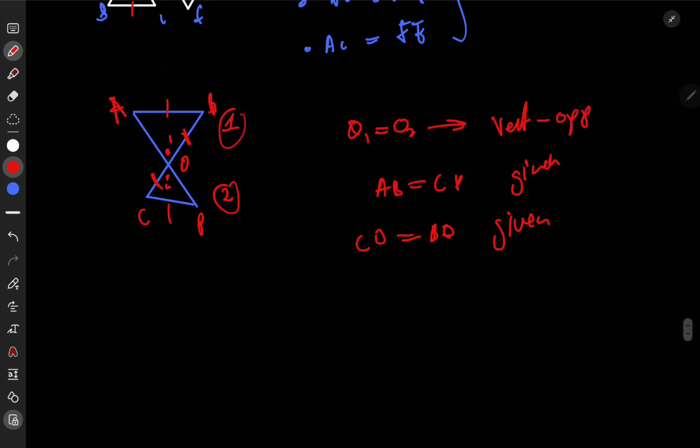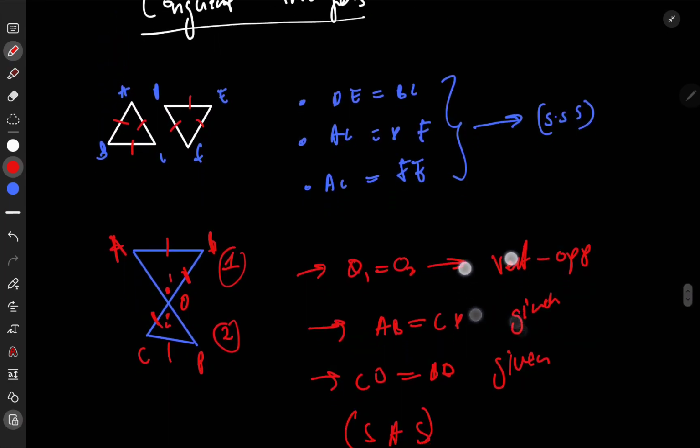Why is that? You have to state the reason: side, angle, side. If you notice, this was an angle, this was a side, this was a side. So the angle needs to be in between, obviously. We said this is SAS, this one was SSS.